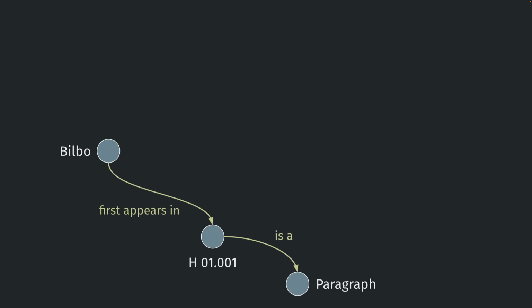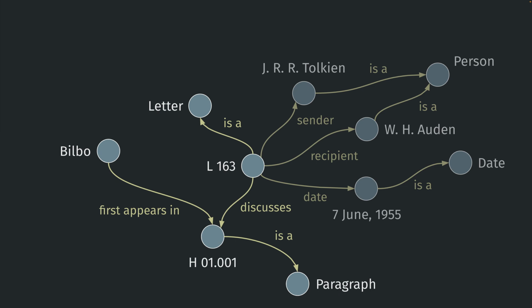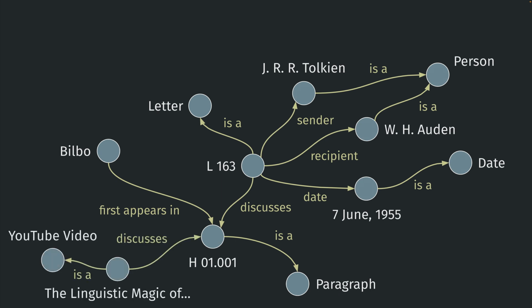Before we get into what makes linked open data distinct, let's look at some more links that might extend from our Bilbo node. We've already seen that Bilbo first appears in the first paragraph of The Hobbit. We can say that letter 263 discusses that paragraph. We can then say things about the letter, such as who the sender and recipient were and when it was dated. We could continue to add information about the primary world places and dates. You could also add that same paragraph is discussed in a particular YouTube video by yours truly, or a podcast episode, or a blog post, or an academic paper.